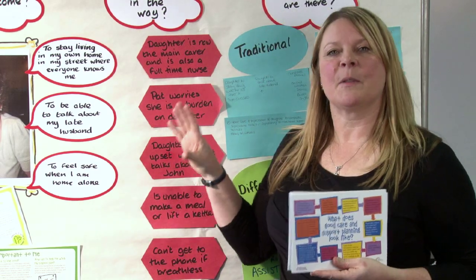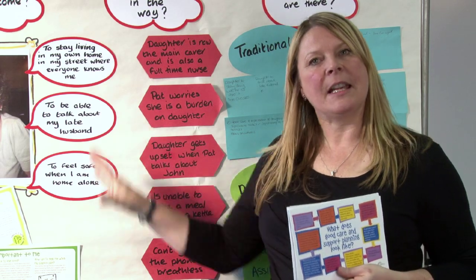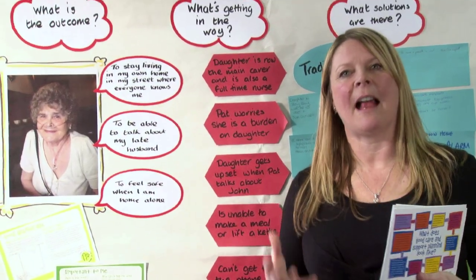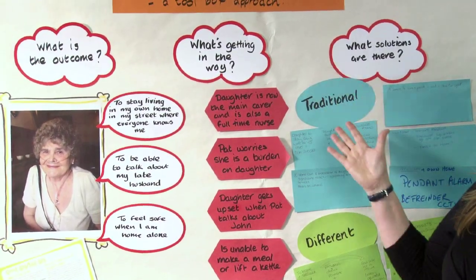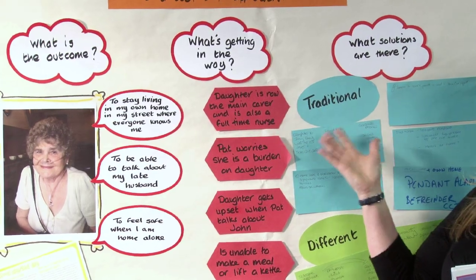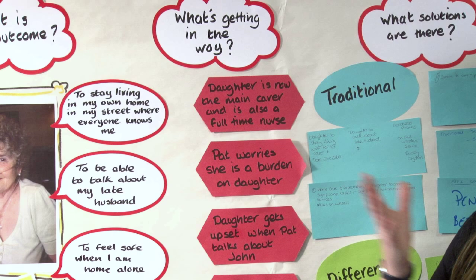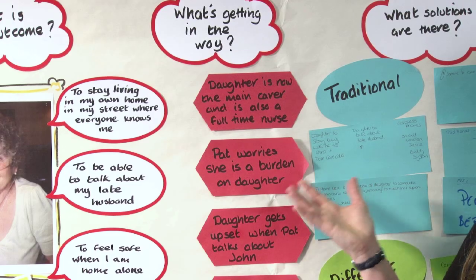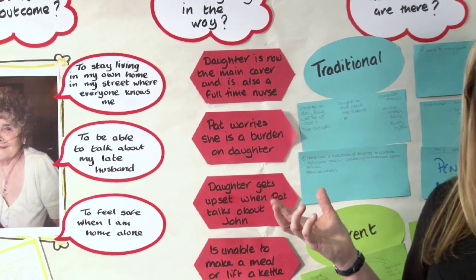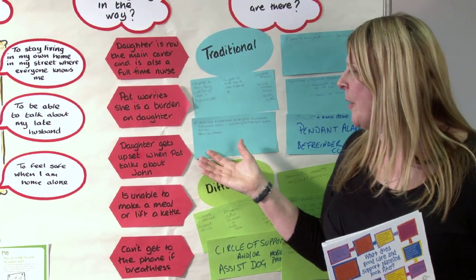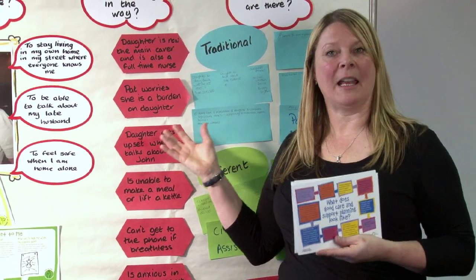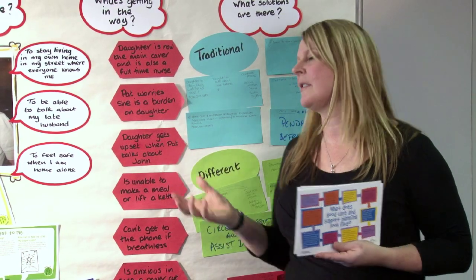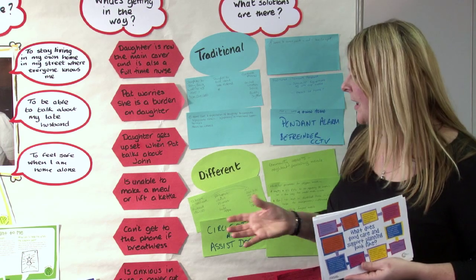So one of the things that we did was we looked at what was getting in the way of these outcomes, and that helped to start us thinking which of the tools in the toolkit would be helpful to use. Some of the things getting in the way were that her daughter was now the main carer and also a full-time nurse, so her time was split. Because of that, my mum was worried that she was becoming a burden on the family, and that was really contributing to her depression. When she tried to talk about her late husband, my sister got really upset and emotional, so that didn't work. That wasn't an outlet for her.